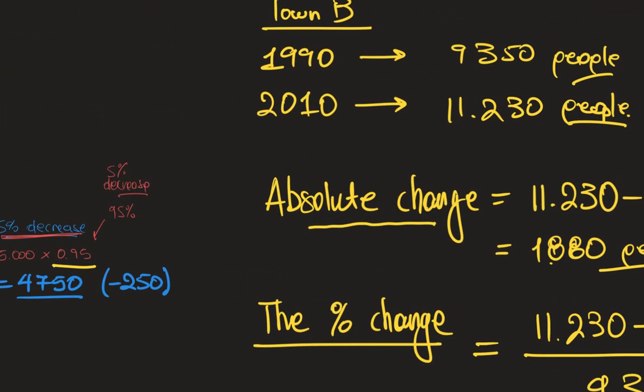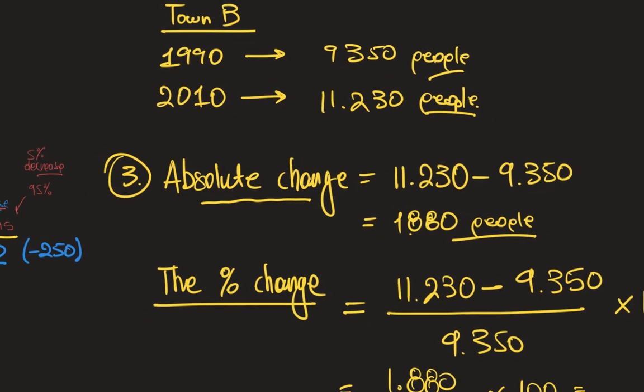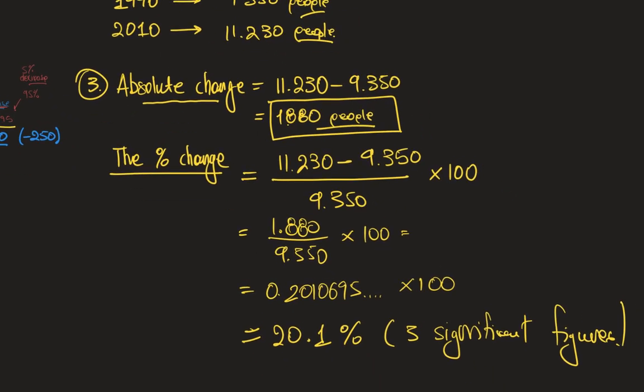And then with the second example, we saw two different concepts. Number three is the absolute change. For the population, we talked about by how much the population has increased or decreased, and in this case it was 1,880 people. And then concept number four, we're talking about the percentage change. The percentage change is the absolute change divided by the original amount, and then of course multiplied by 100 to turn it into a percentage. That's it for now.